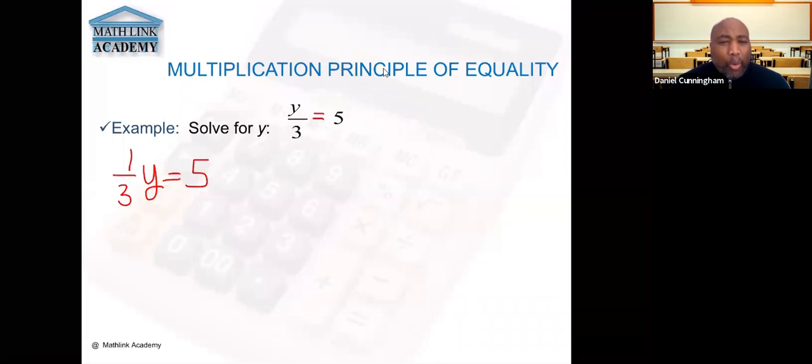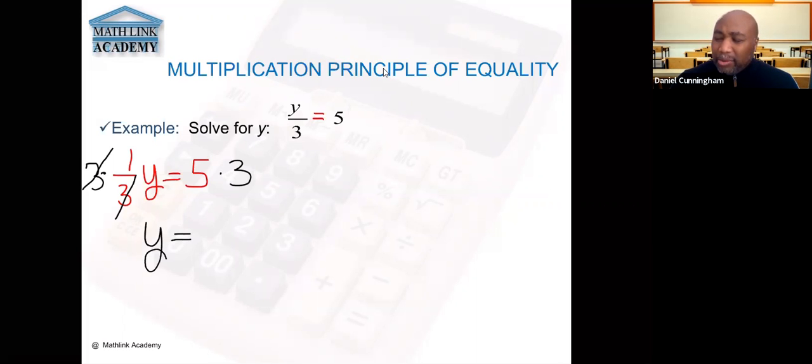I want to get rid of that 1/3 to get y by itself. Since that's division, we can also multiply both sides by the reciprocal, which is 3 over 1, or 3. Now notice what happens. This will cancel out with that 3, because that's like 3 over 1. So we end up with y by itself is equal to 15.